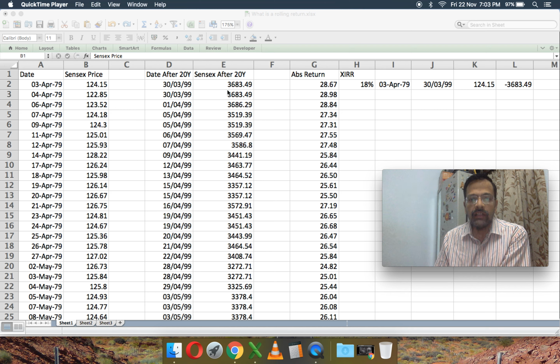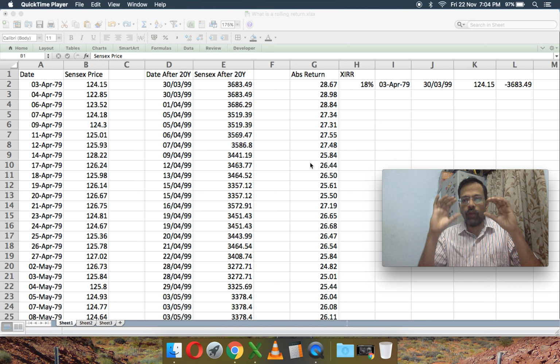I can say 3,683.49 minus 124.15, divided by 124.15. That's the absolute return, and I can calculate the absolute return on all the days. Notice that the absolute return over a 20-year period gets rolled over by a day, to the next business day, and that's called a rolling return.